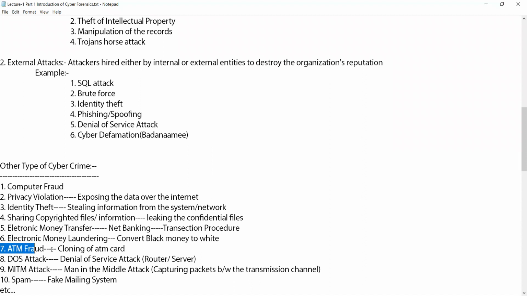Okay, guys. So the next type of crime is related to ATM fraud. So what is that? In ATM fraud, the most famous and popular type of attack is called cloning of ATM cards. So does anyone have an idea about how card cloning basically works? Just tell me. All of you, does anyone know how card cloning works?